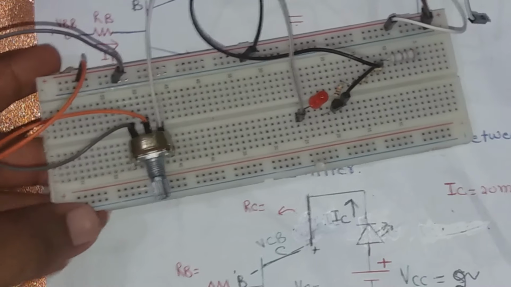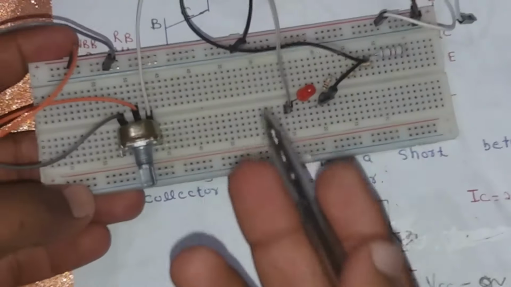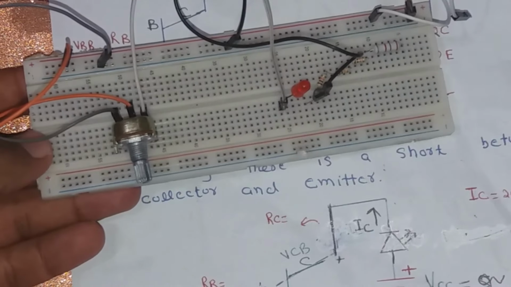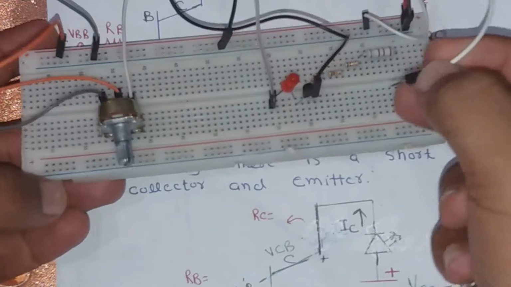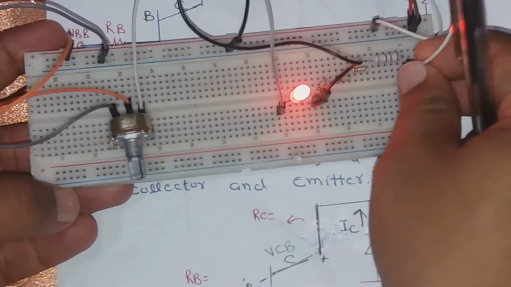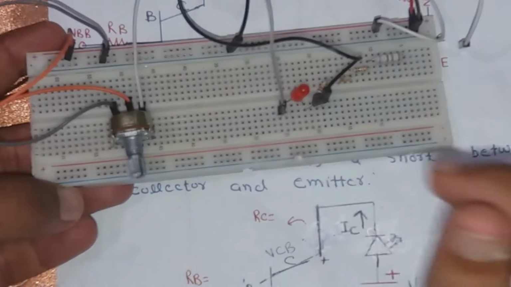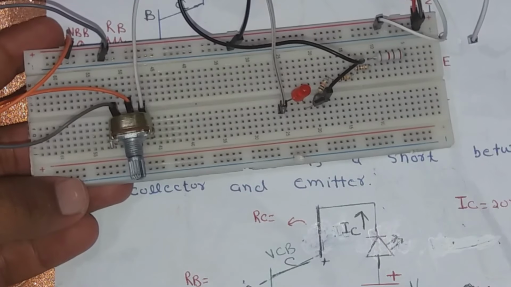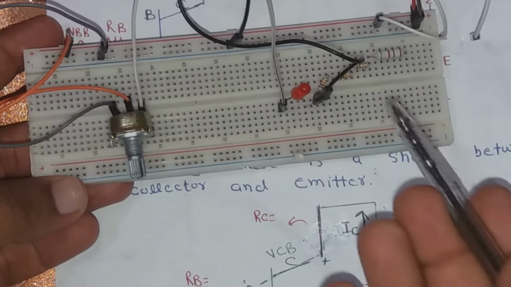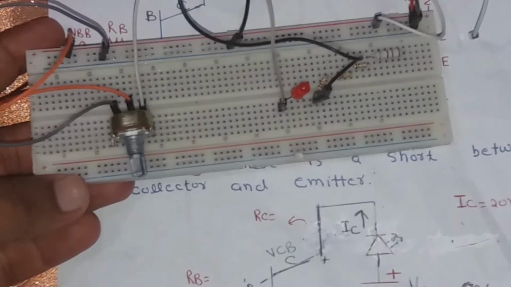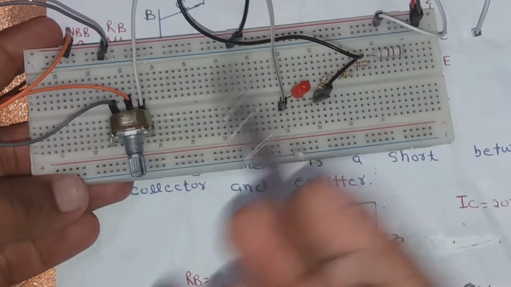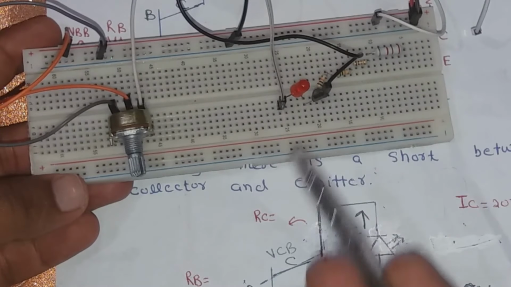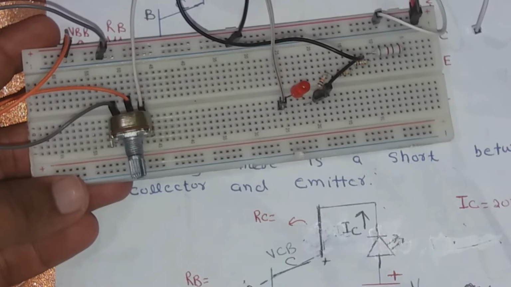Now let us talk about how it works, right? Well, you can see here, IB is equal to 0, because there is no input voltage, so VBB is equal to 0. So this is the off state, and the LED is not glowing, so it's off.